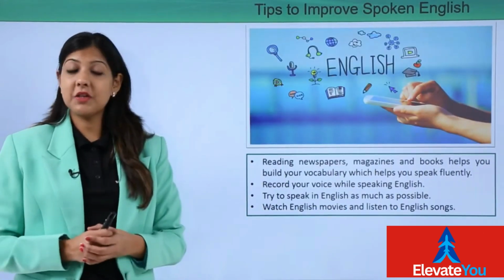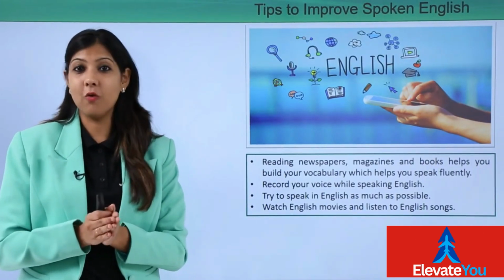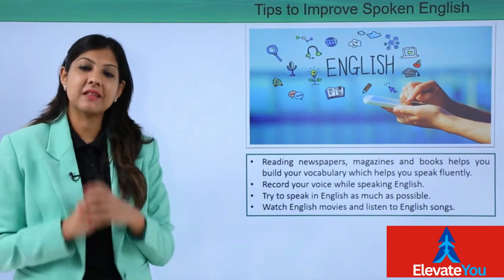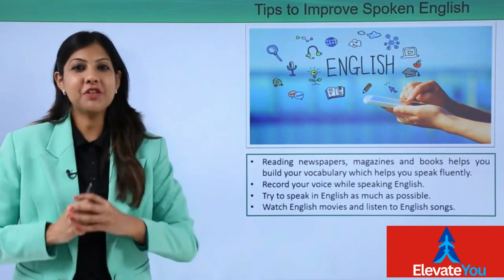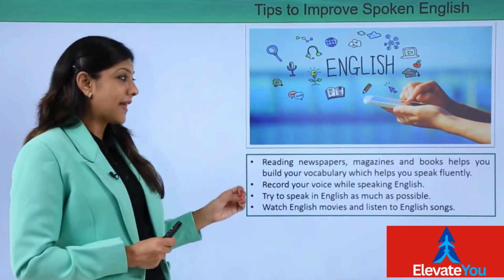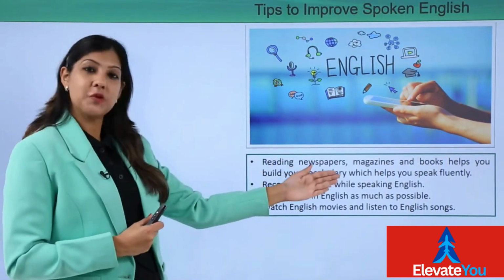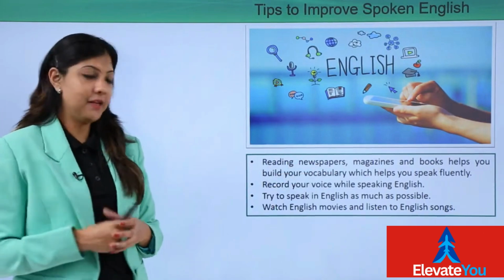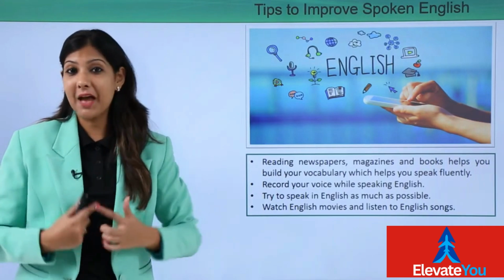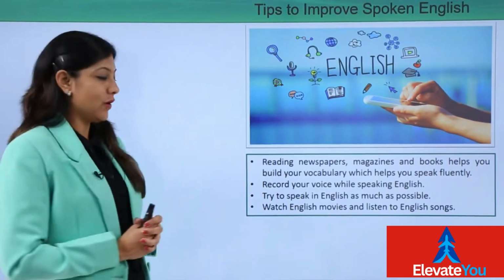Well, there are certain tips in order to improve your English language, and I'm not saying that it can be done over a fortnight or a week. You have to continuously practice how to speak in English. Let me share with you certain tips of doing that. First thing is read newspapers, magazines and books which will help you to build the vocabulary, which will help you to speak more fluently and correctly. Second is record your voice while you're speaking in English and listen back to that particular voice, which will give you an idea of where you're going wrong.